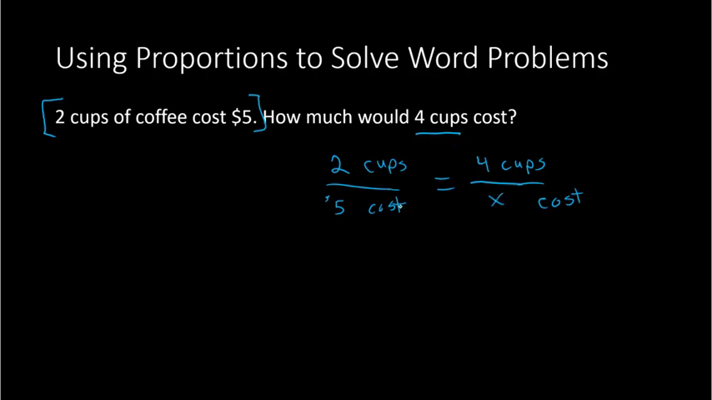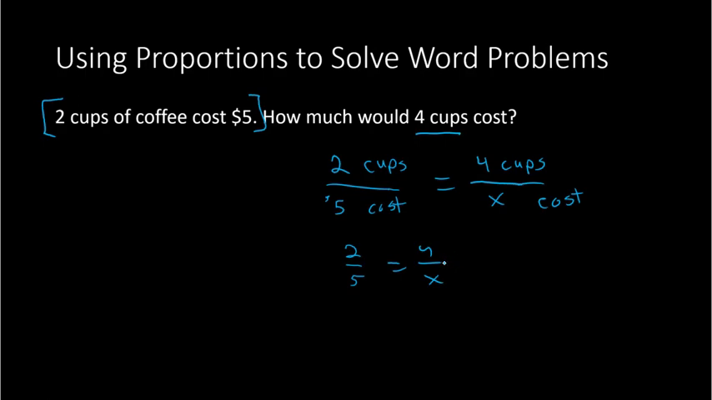So we don't need the units written, but it might be helpful to at least think of them as being there, so you can make sure we have cups and cups both on the top, costs and costs both on the bottom. So just looking at the numbers, we'd have 2 over 5 equaling 4 over x. So this is our proportion.